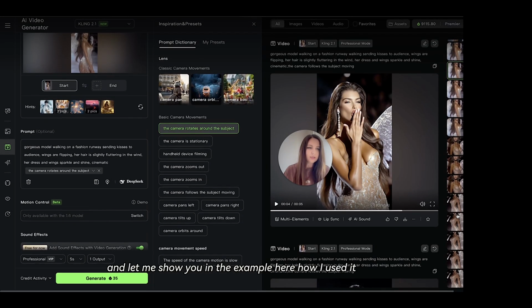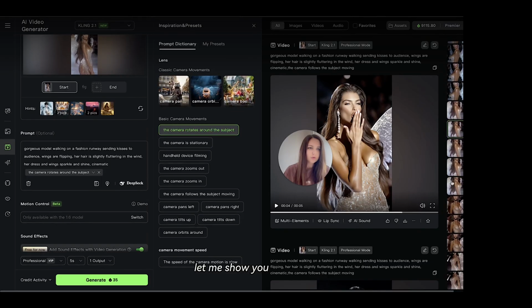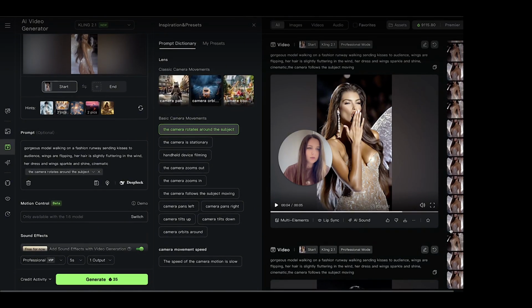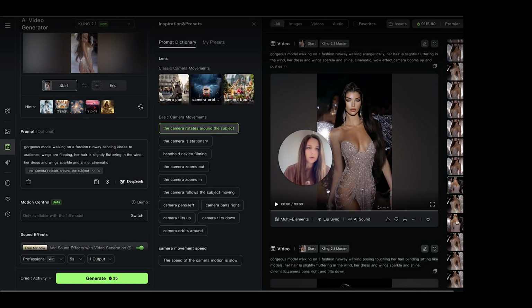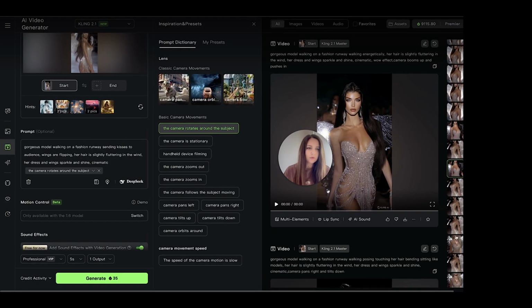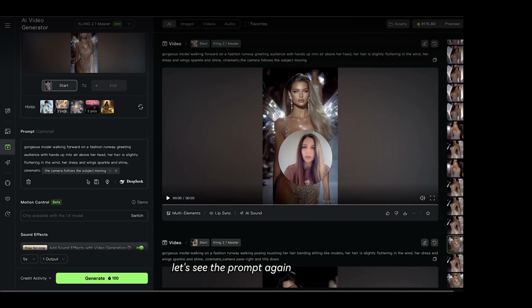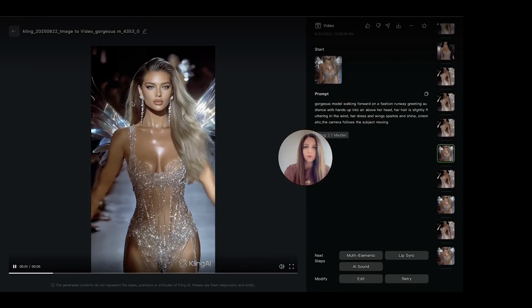Let me show you in the example here how I used it. Yeah, here. So I wanted this model. Let's see the prompt again, so how I changed this prompt to get this result. Let me show you.